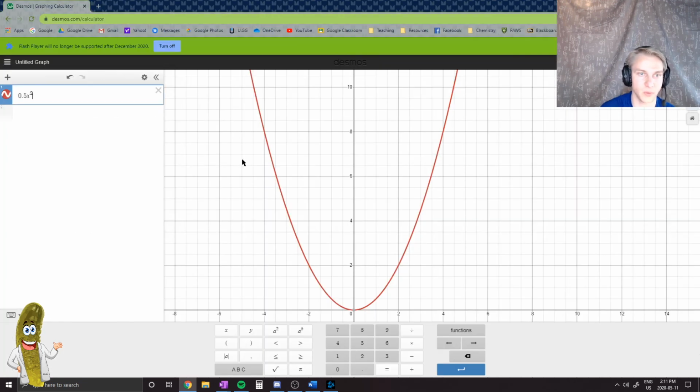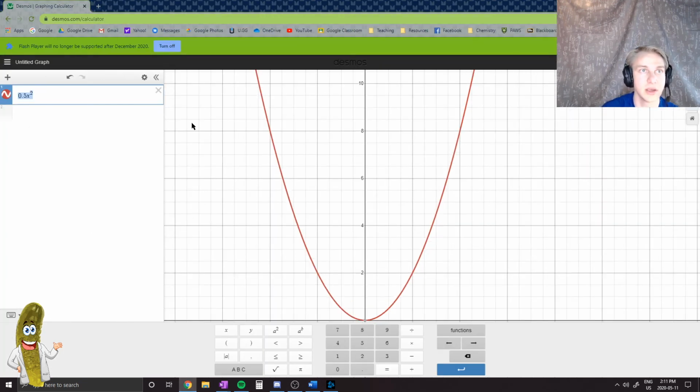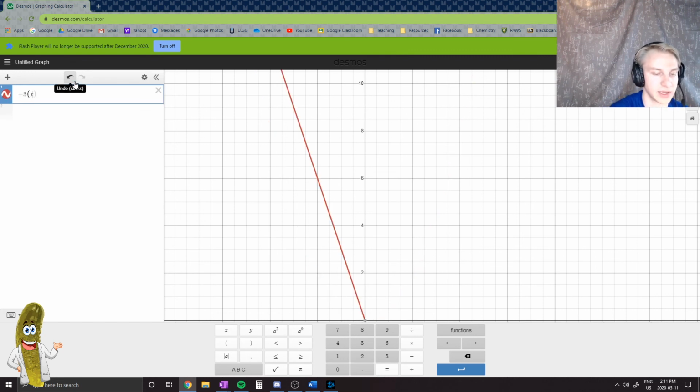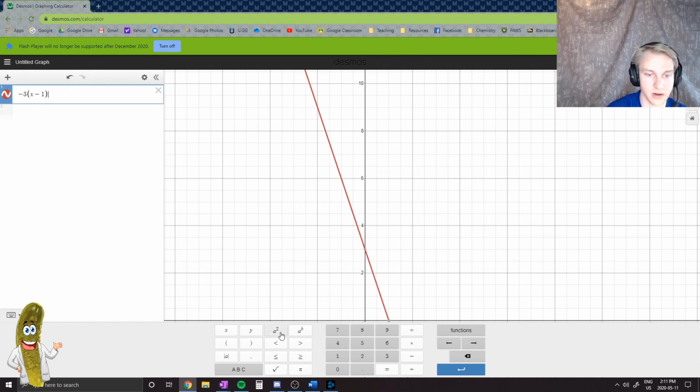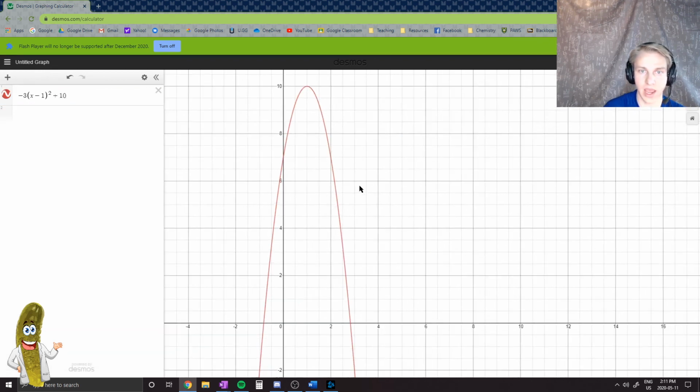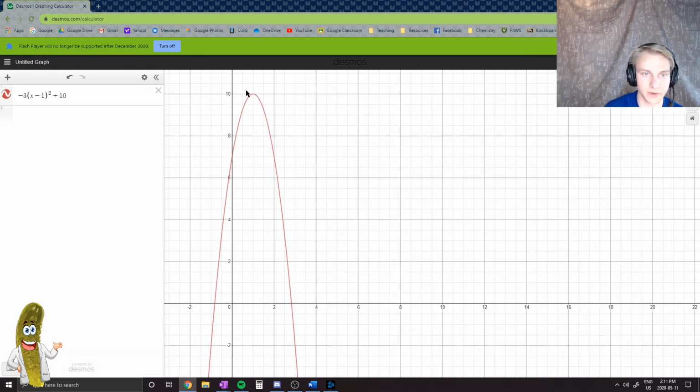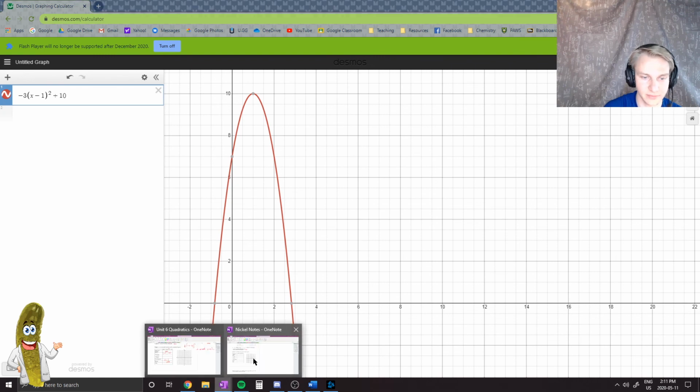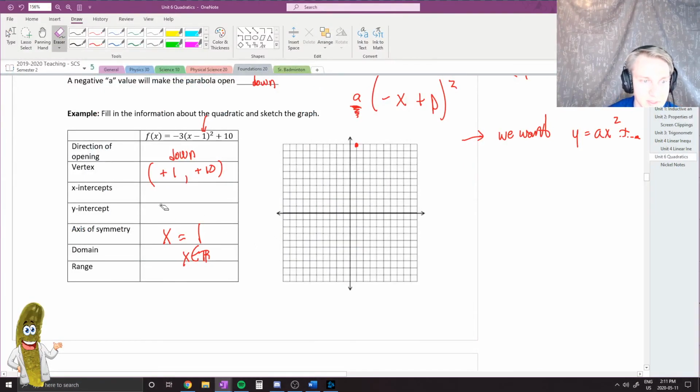So to do it, we are going to plug that exact equation into Desmos. The equation that we were working with was -3 bracket x minus 1 bracket squared plus 10. And you could see that our vertex here falls at the point 1 comma 10. Our y-intercept is 0 comma 7. We said that there was one of those.